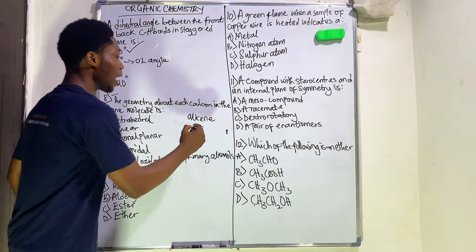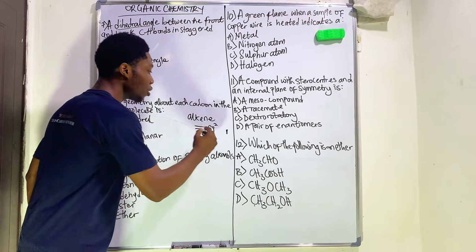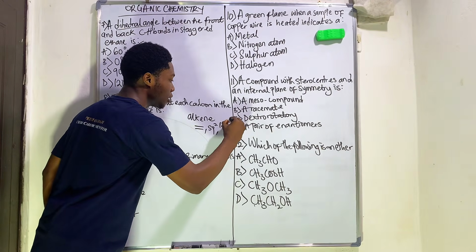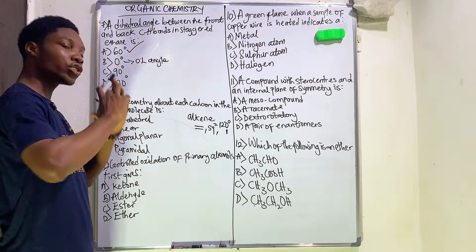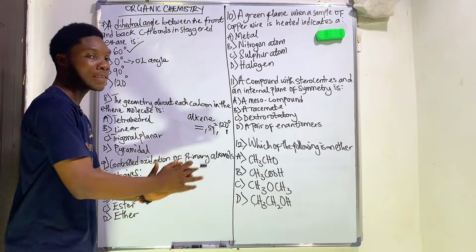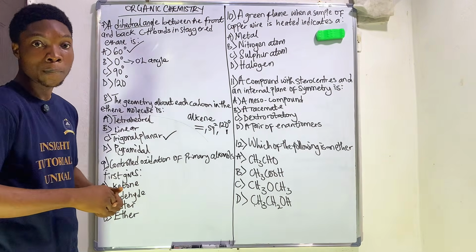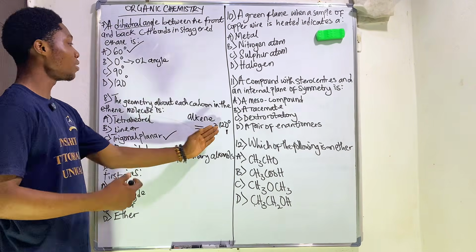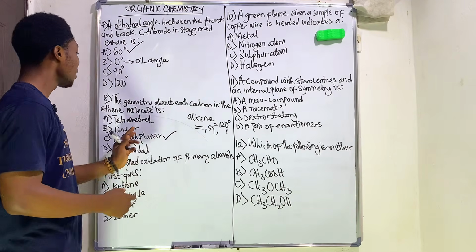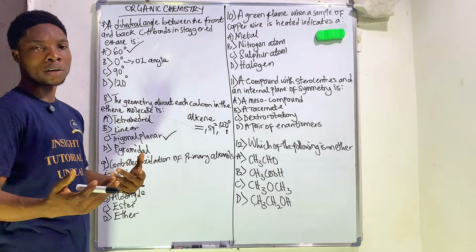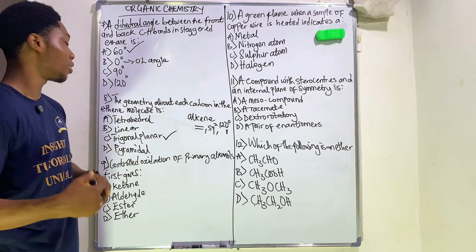And alkenes are sp2 hybridized, and they also have a bond angle of 120 degrees. So all these are properties of alkenes. So we're asking the shape of the carbon in this alkene, and the correct answer is trigonal planar. The 120 degrees bond angle gives a trigonal planar shape. Tetrahedral is for alkanes with a bond angle of 109.5 degrees and sp3 hybridization.